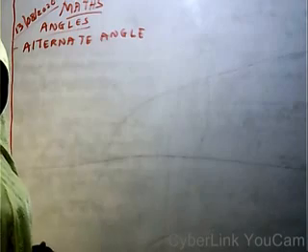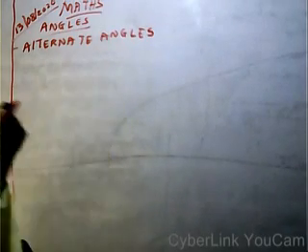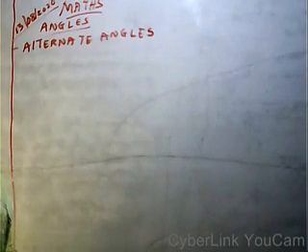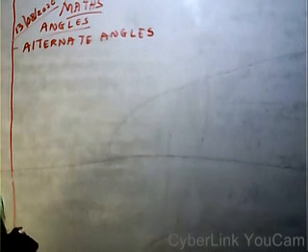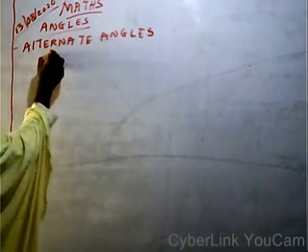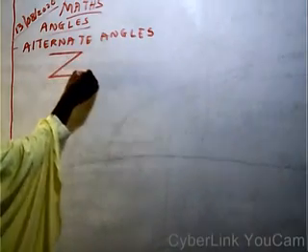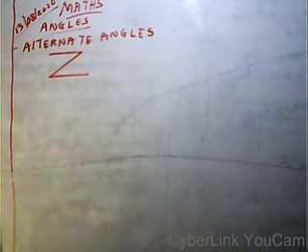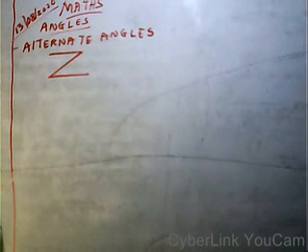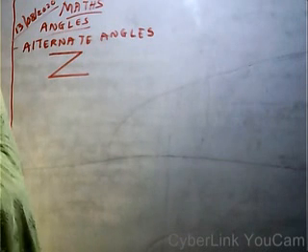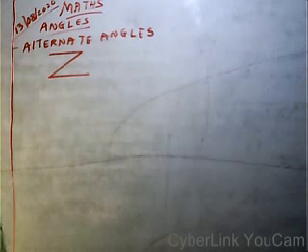Alternate angles. How do we identify alternate angle? Alternate angle can be identified with a shape called letter Z. With shape Z. Can you see? It can be identified with shape Z. And the pair of angles can be identified to form a shape Z.